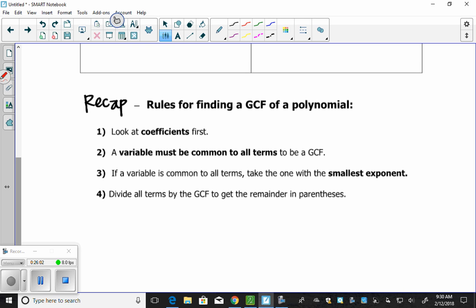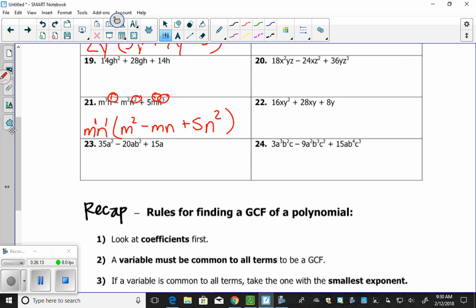Once you pull out what is common within all of them, you then divide all the terms by the GCF to get what is left in the parentheses. One thing I didn't mention, and I want to go back and mention, is for this problem, how many terms did I have? Terms means it's being broken up by a plus or minus. 3. I had 1, 2, 3. How many did I have in my parentheses? 3. What you start with is how many should end in your parentheses. Okay? How many you start with is how many you should have in your parentheses. Keep that in mind.